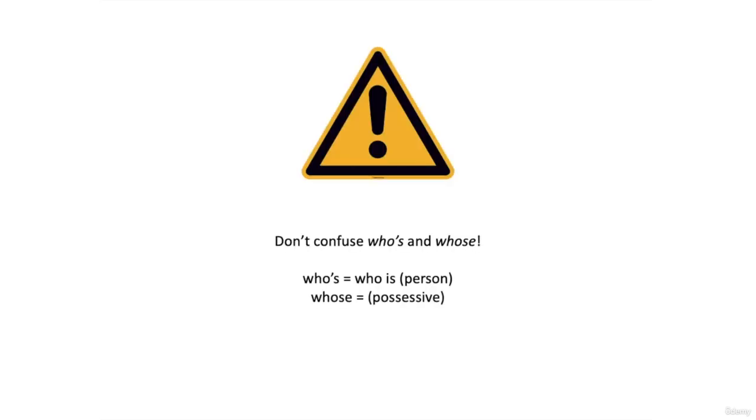Be careful not to confuse who's and whose. Notice that they have the same pronunciation but are spelt differently. Who's, W-H-O apostrophe S, means who is. It's a contraction. We will be learning more about contractions in Chapter 3 of this course. Whose, W-H-O-S-E, is a possessive pronoun.